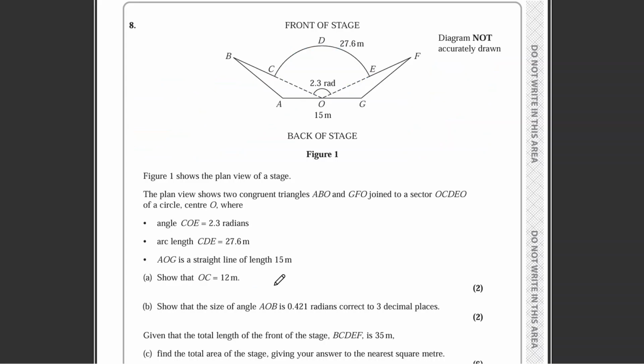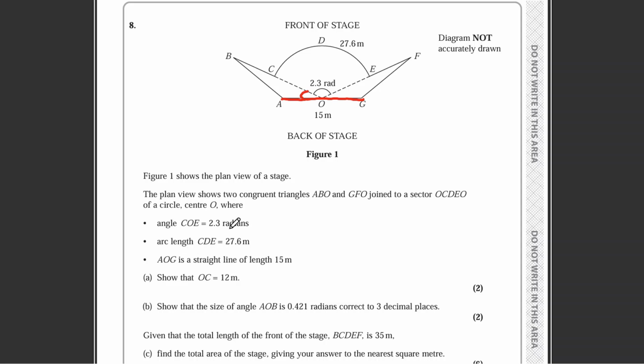Okay, and then for part B, we need to show that the size of angle AOB is 0.421 radians, correct to 3 decimal places. Angle AOB is this angle here, so we need to find this angle. We can see that this is very close to this 2.3 radian angle here, that is COE, and we can also see that they both lie on this straight line here, AOG. In fact, we're told in the question that AOG is a straight line.